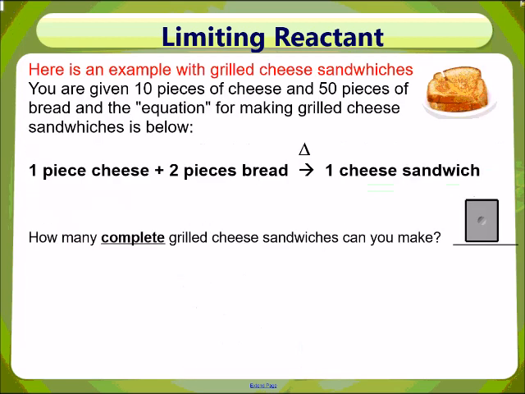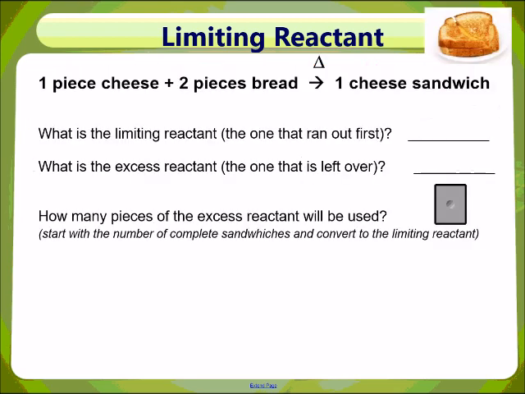Now, a great example of this would be making grilled cheese sandwiches. If you're given 10 pieces of cheese and 50 pieces of bread, and the equation for making grilled cheese sandwiches below, 1 piece of cheese plus 2 pieces of bread, add some heat, and you have a cheese sandwich, how many complete grilled cheese sandwiches could you make? Well, the correct answer is 10.